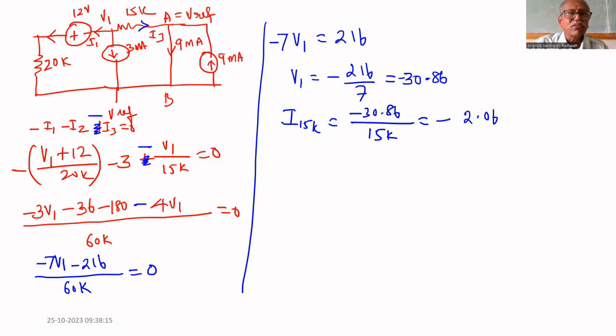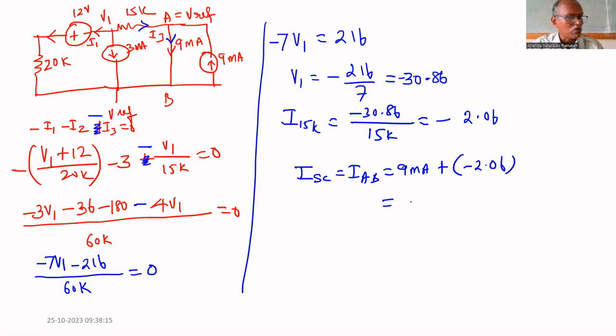This current is also going through this. Therefore, total current equal to I short circuit equal to IAB equal to 9 milliampere plus minus 2.06. That is equal to how much? 6.94 milliampere. Now we can draw the Norton circuit.